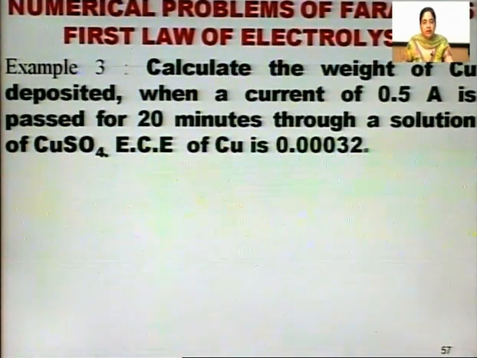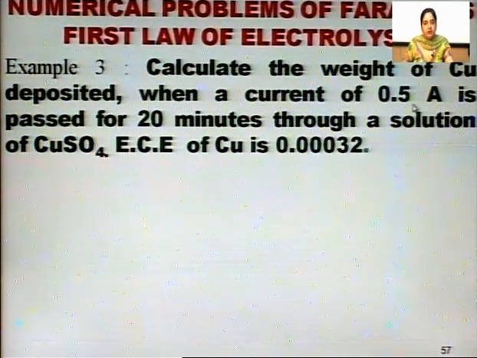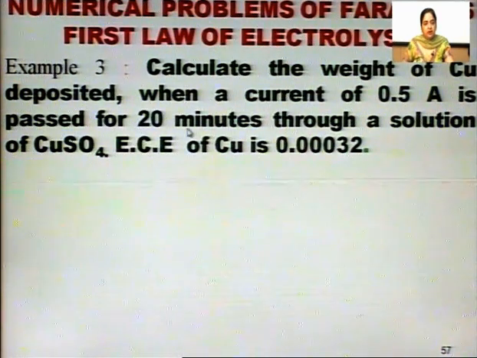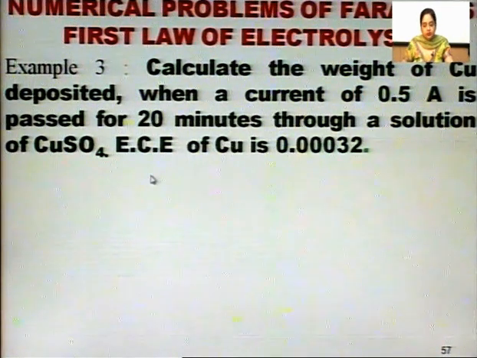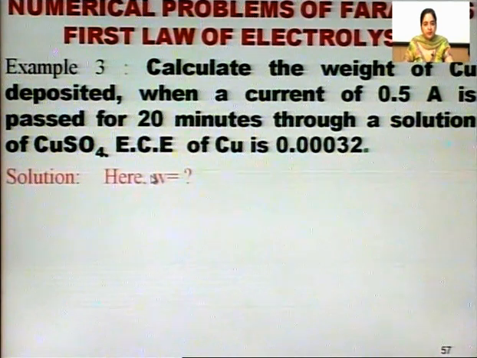Another example: calculate the weight of copper deposited when a current of 0.5 ampere is passed for 20 minutes through a solution of copper sulfate. ECE of copper is 0.00032. Now what is the solution? Calculate W.